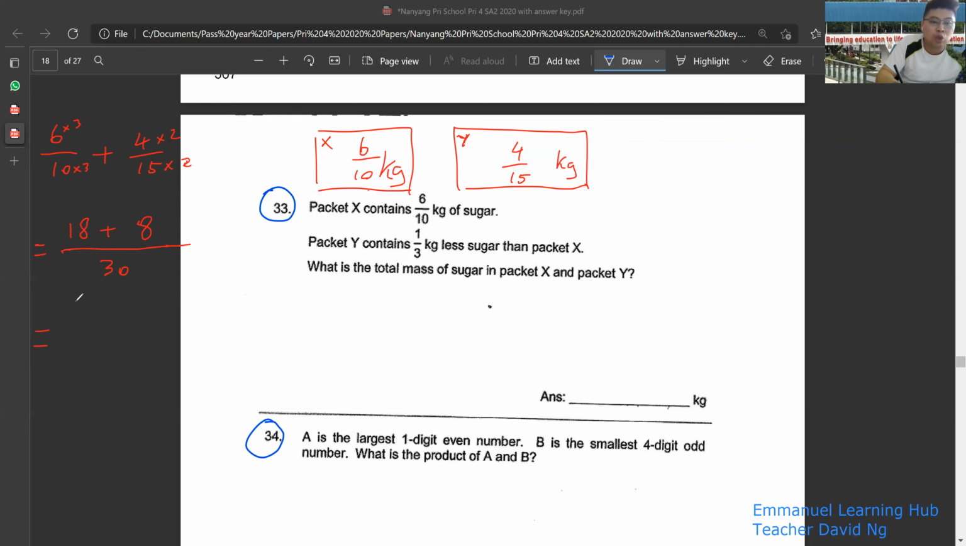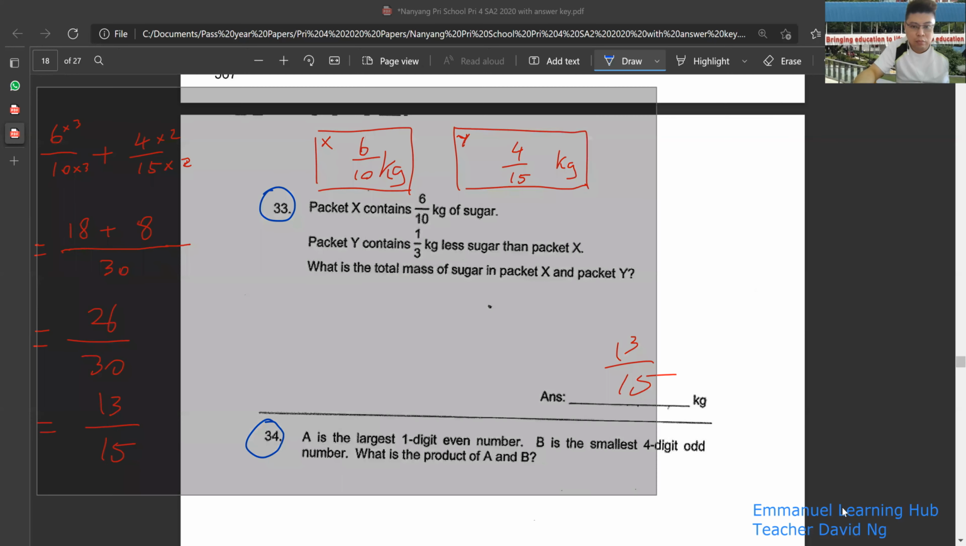Yes. Then what must you do? What is 18 plus 8? 18 plus 8 is 26. What's the lowest form for this? 13 over 15. Yes, 13 over 15. Okay, the total mass, 13 over 15.